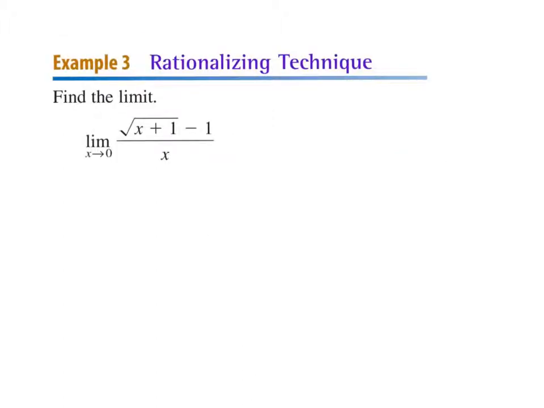It says to find the limit. Now if I were to use direct substitution, I end up with the square root of 0 plus 1, which is just 1, minus 1 over 0. That gives me 0 over 0. Again, it's the indeterminate form. So that just tells me I need to simplify first and then try direct substitution.